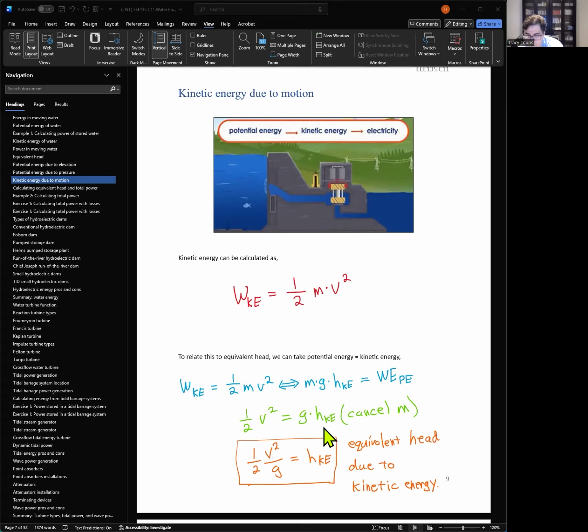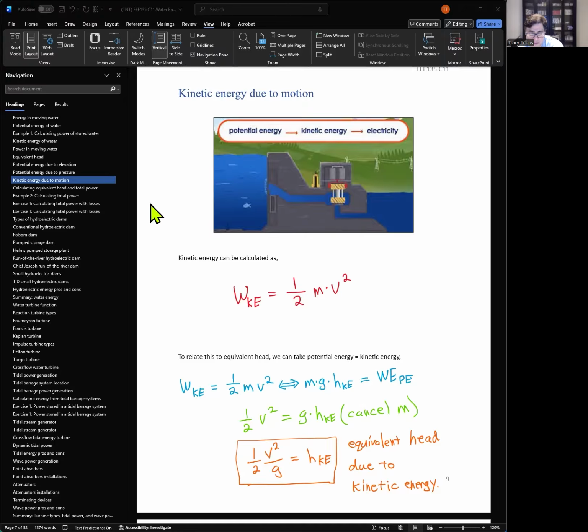So we cancel the m, and we just shove gravity on the other side, and the equivalent head due to kinetic energy, h of ke, is equal to 1/2 v squared over g. Okay, I mean, this is just physics and math tricks at the end of the day. The key concept here is all potential energy converts to kinetic energy, and we could just play around with equations to get an equivalent head right here, which is based on the velocity of the water moving and some gravity and some other shenanigans. Okay.